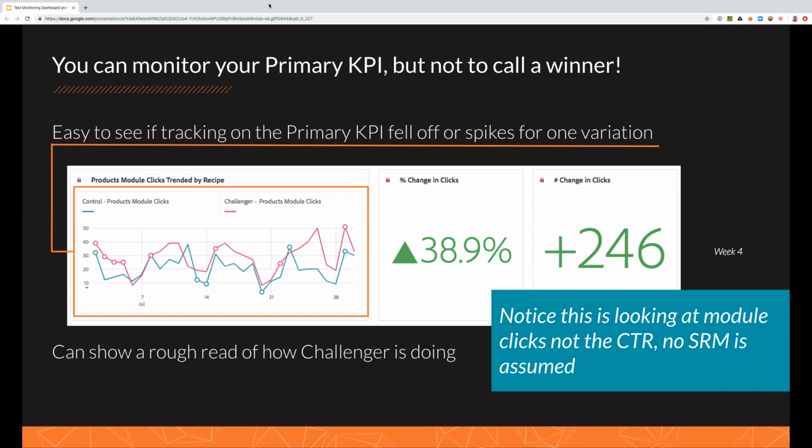And so what this does is, with my visual as an analyst, I could come in here and see if something dropped completely to 0 and for 2 days we had no clicks to the module, it would automatically flag to me that there's probably either an issue with people even getting to the test experience, or our tracking on the test experience is broken. And then the change in clicks and the number of clicks that Challenger is ahead is just a way to keep a pulse on how Challenger is doing. But it's also not going to allow me to call a winner early.